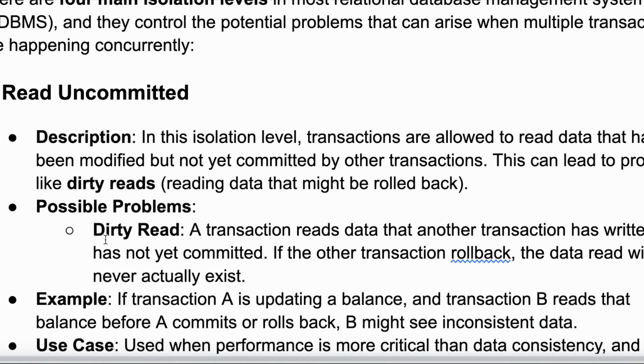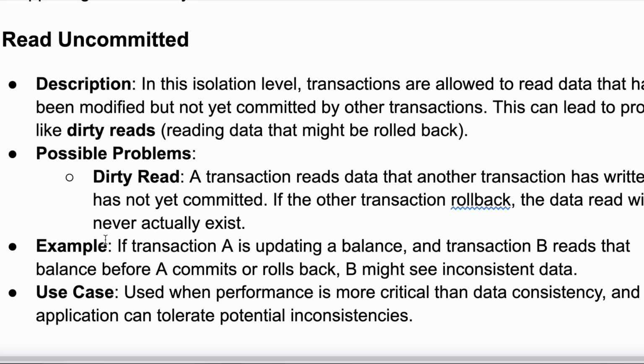The four isolation levels are, first, read uncommitted. In this isolation level, transactions are allowed to read data that has been modified but not yet committed by other transactions. This can lead to problems like dirty reads. What do you mean by dirty reads? Reading data that might be rolled back. You can see what the possible problem is here. In a dirty read, a transaction reads data that another transaction has written but has not yet committed. If the other transaction rolls back, the data read will never have actually existed.